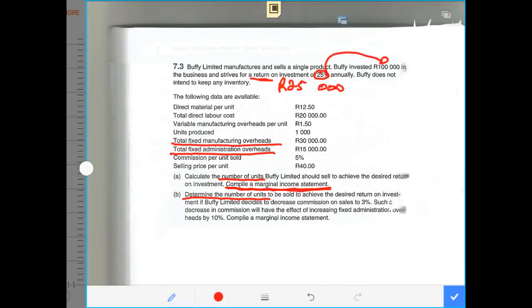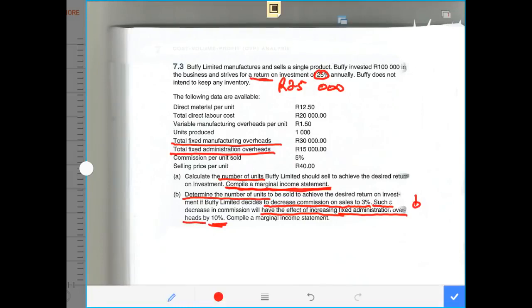Don't forget that. So now in the second requirement, number B, they say determine the number of units to be sold to achieve the desired return on investment. If Buffy Limited decides to decrease, take note now, there's a decrease, the commission on sales to 3%. So now our commission is going down, and they say such a decrease in commission will have the effect of increasing fixed administration overheads by 10%, meaning now our fixed administration overheads will then decrease by 10%.